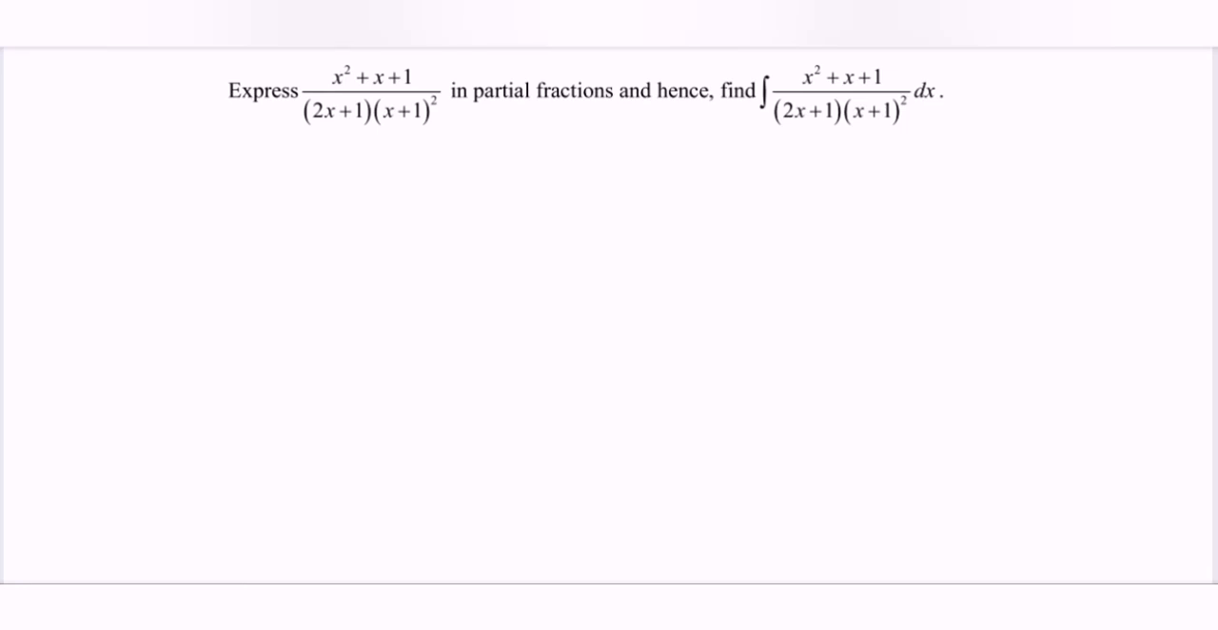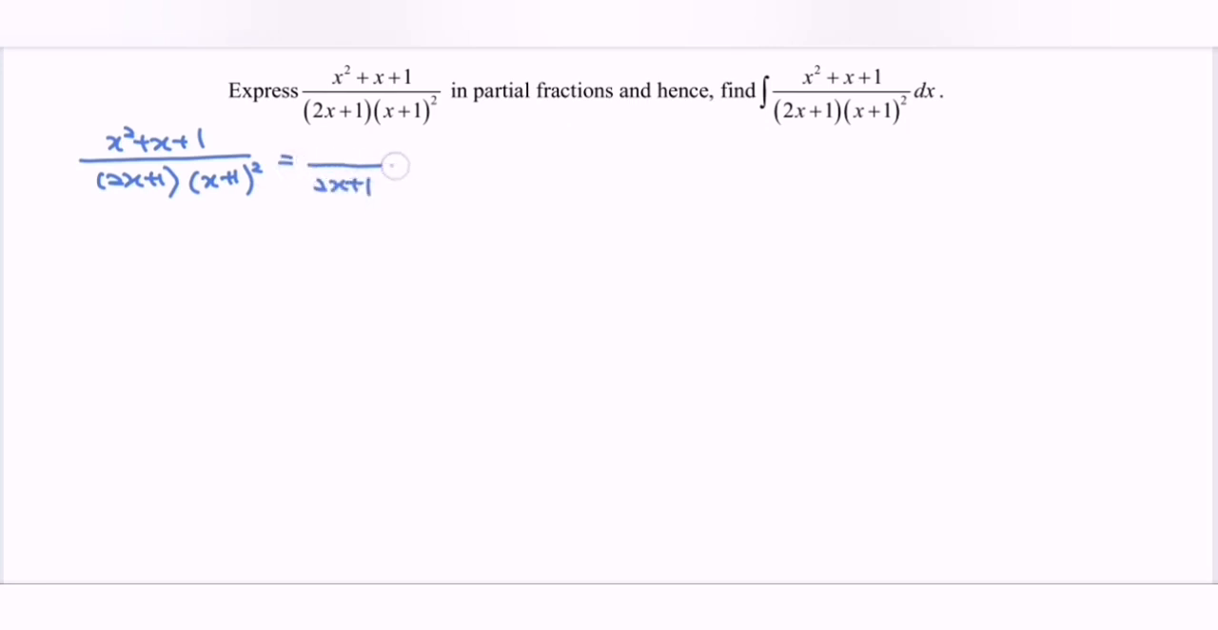Hello everyone, in this video, I'm going to discuss example 4, integrating by partial fraction. Express the expression as partial fractions, and hence find the integral. Kindly refer to the left hand side, where we have (x squared plus x plus 1) over (2x plus 1)(x plus 1) squared. We notice that here we have the linear factor 2x plus 1, then (x plus 1) squared, which is the repeated linear factor.